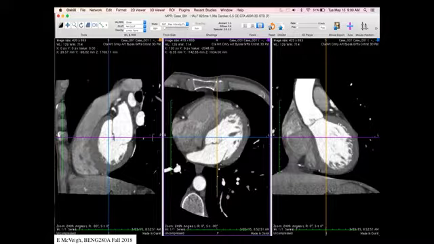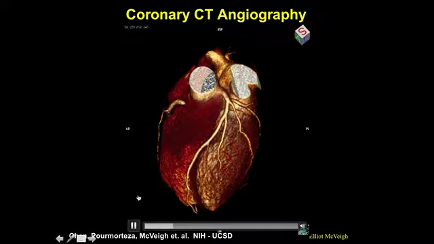So if you're tracking a vessel, say, that curves, you can track it all the way around. And so once you have this 3D data, you can slice it and dice it any way you want. It's very powerful.